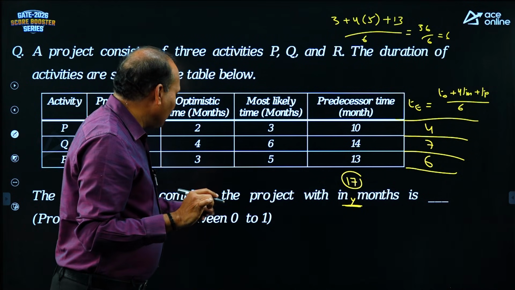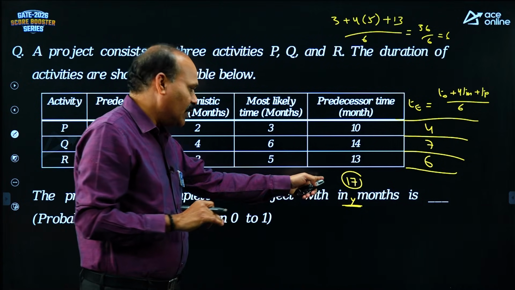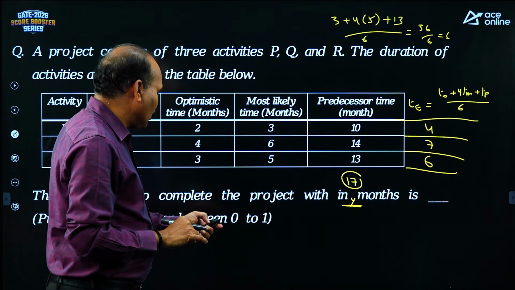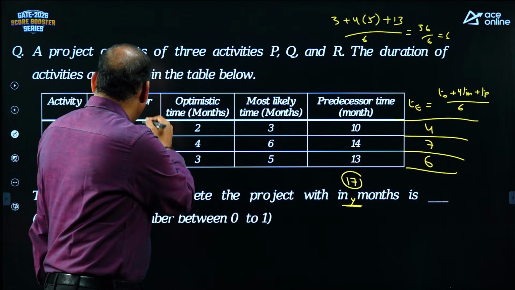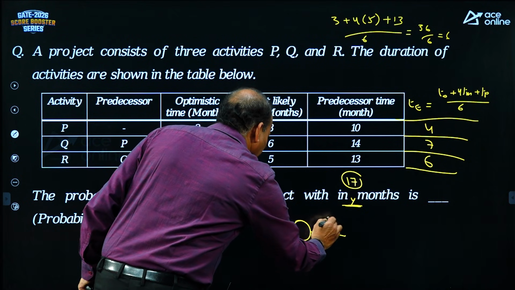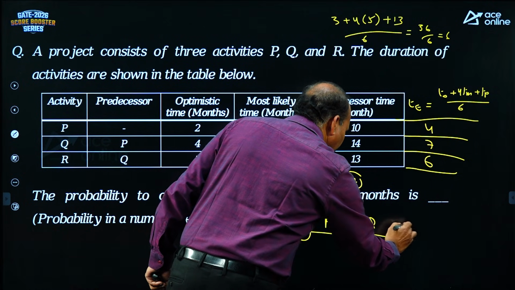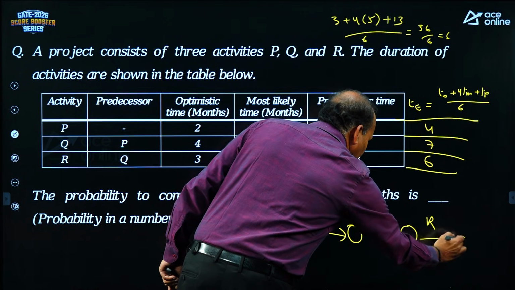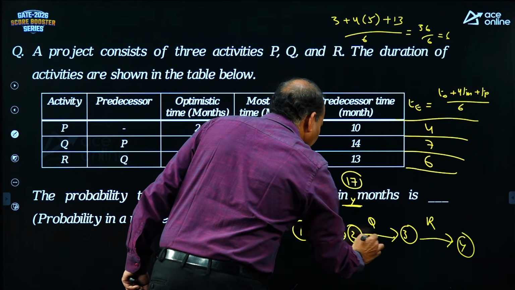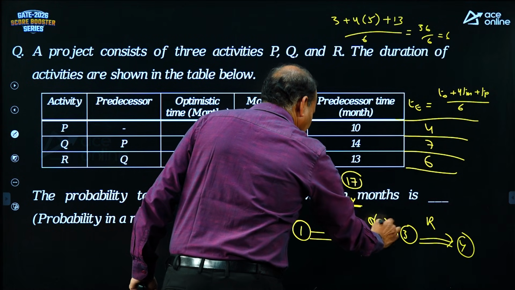The probability to complete the project within 17 months. This is the question actually. 17 is missing in the printing mistake. Probability is a number between 0 to 1. So what we do? Take the diagram. What is the diagram we can take? P has no condition. Q after P. R after Q. So 1, 2, 3, 4. What is the critical path in this? Same, only one path. Duration 4, 7, 6.